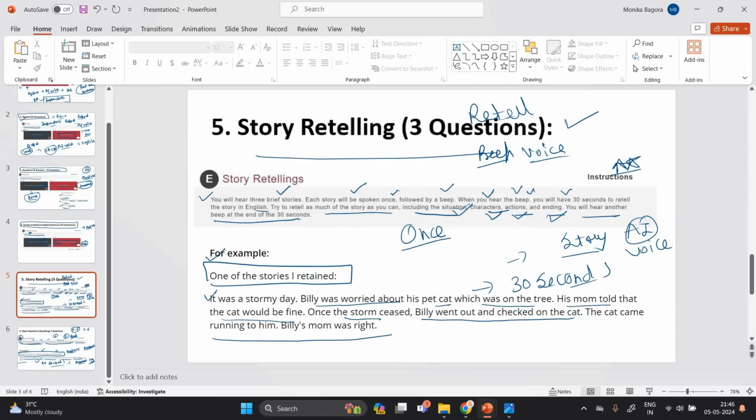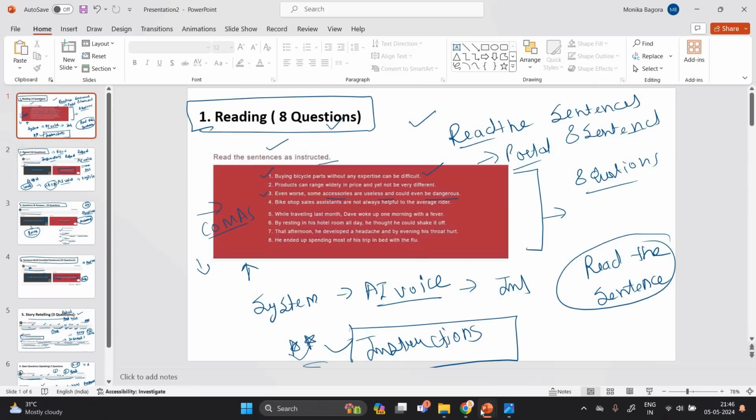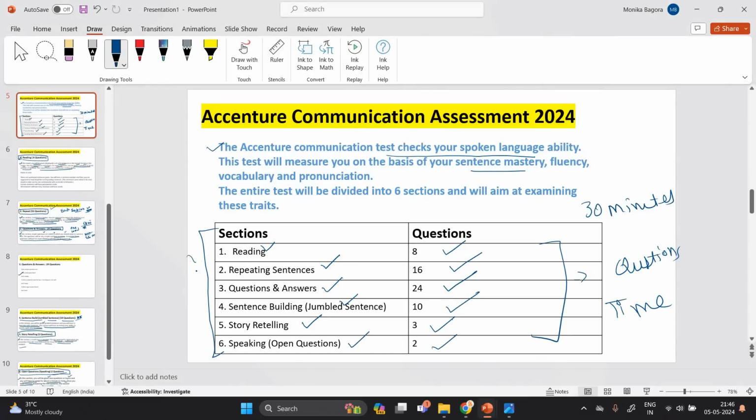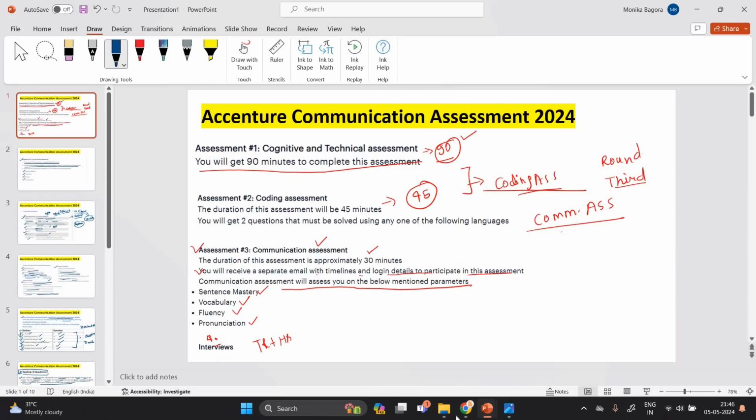Okay, so there are 6 sections. I am again repeating. Okay, so what are the 6 sections, guys? Reading, repeating sentence, question and answer, sentence building, story retelling and speaking. Okay, so this is all about the communication assessment.